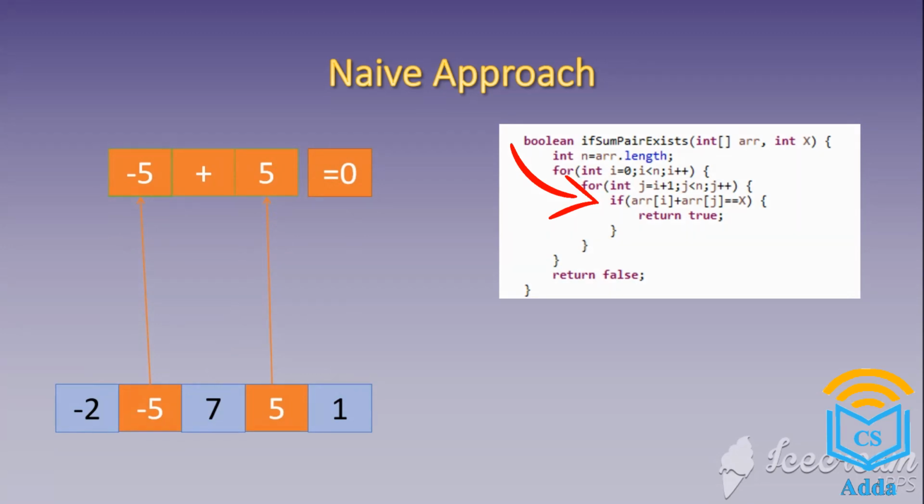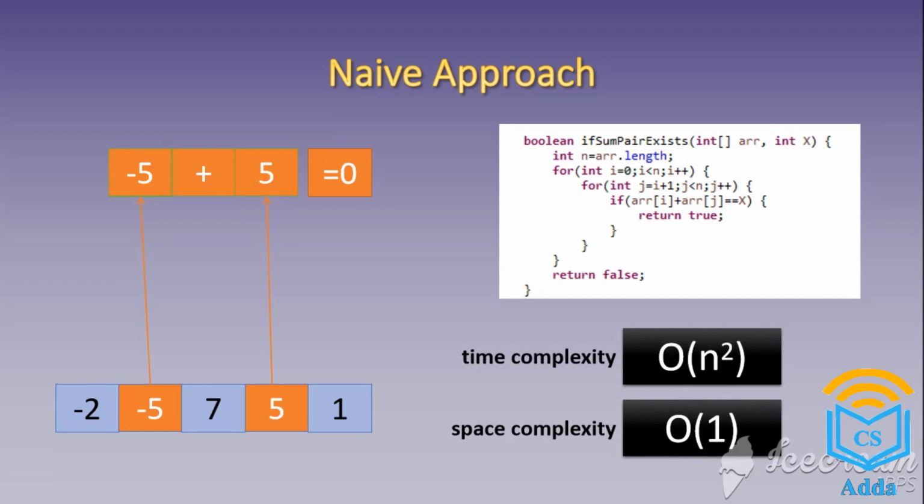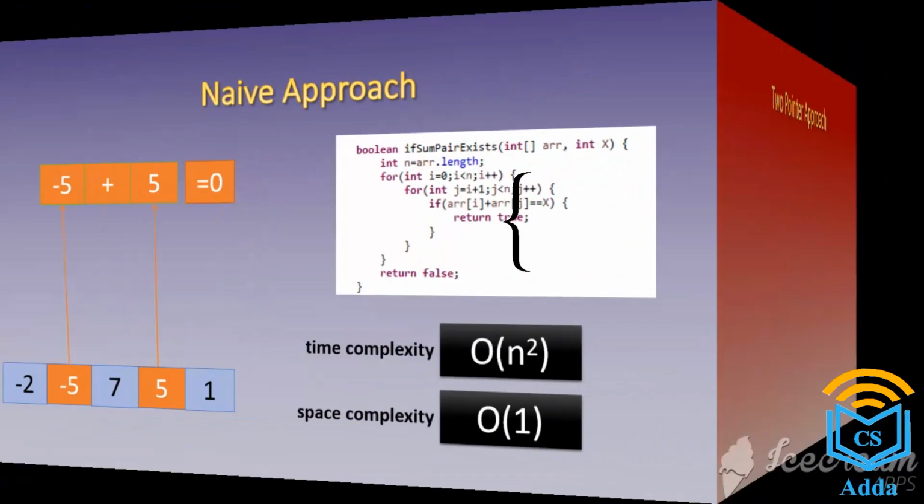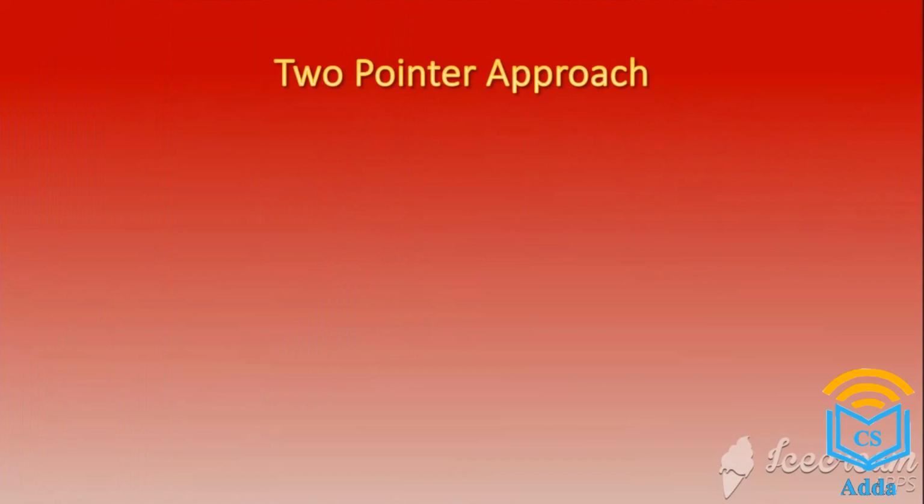If the match was not found, it would have continued in the loop, and at the end of the outer loop, it would return false. This algorithm does not require any extra space because all the processing is done in the array itself. So, the space complexity of this algorithm is big O of 1, that is constant. As there are 2 nested loops running n times each, the time complexity of this entire method is n square.